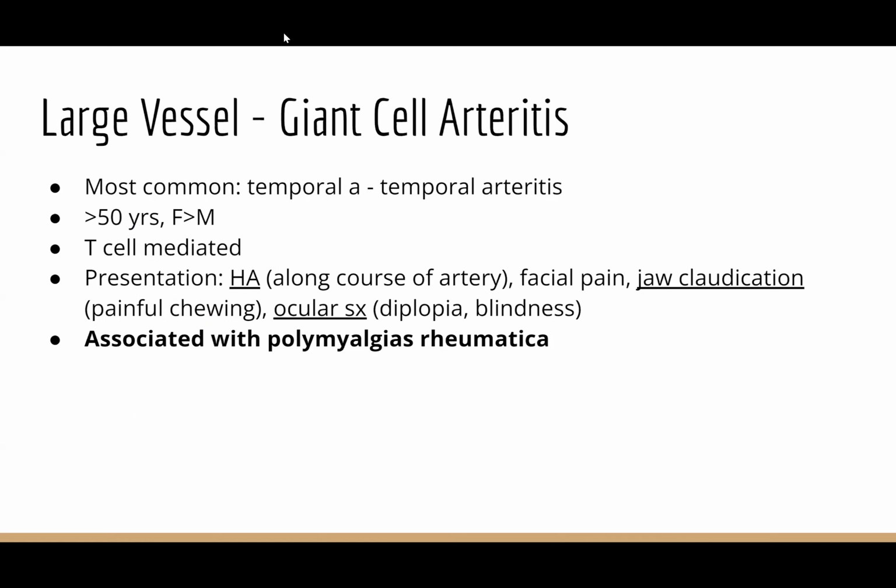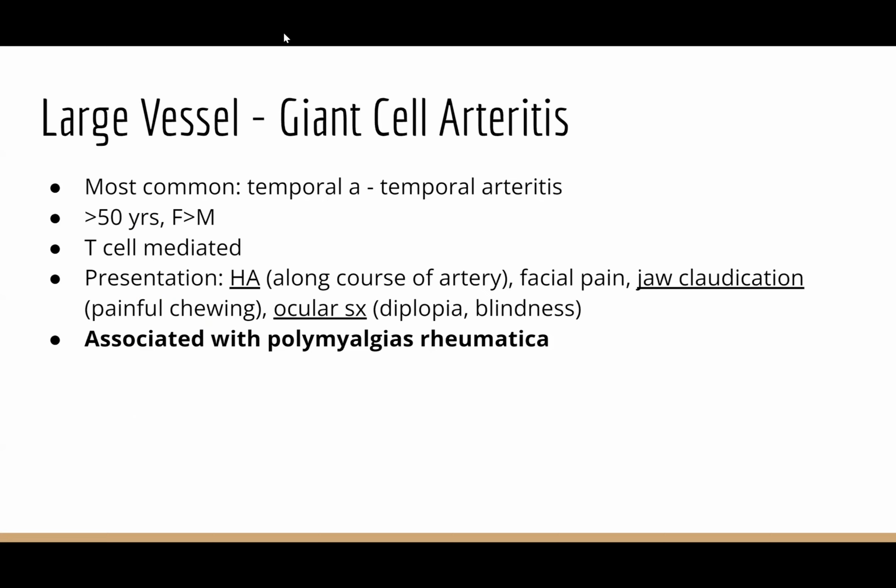Starting with the large vessel, you have giant cell arteritis. A really common one that you hear about is going to be temporal arteritis. You're going to come in with a really bad headache, jaw claudication, ocular symptoms, really terrible headache, temporal pain. So you have to do a biopsy of the temporal artery to know what it is. The big thing here, it can lead to blindness. It can lead to permanent blindness if you don't catch it and treat it early.